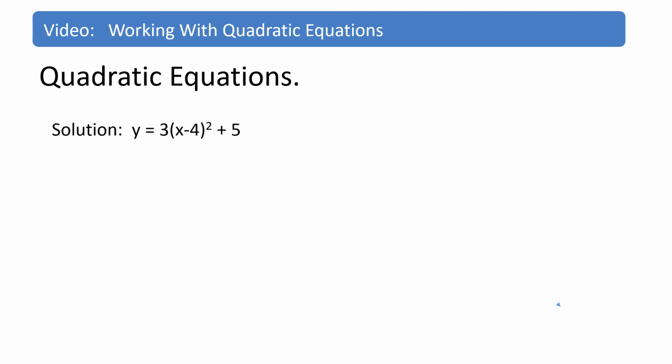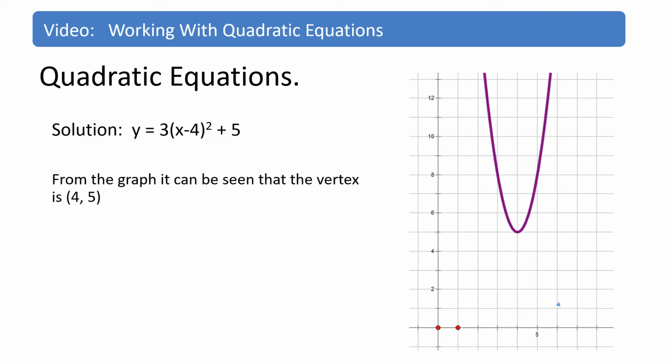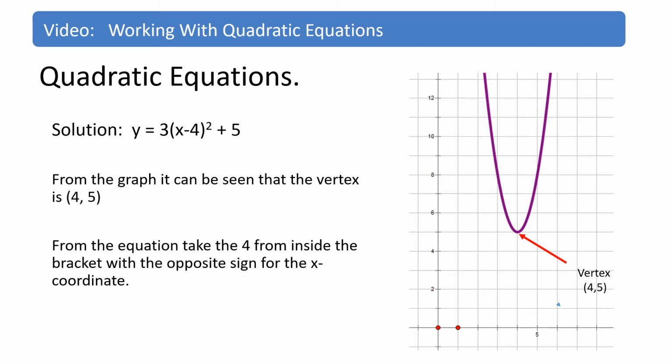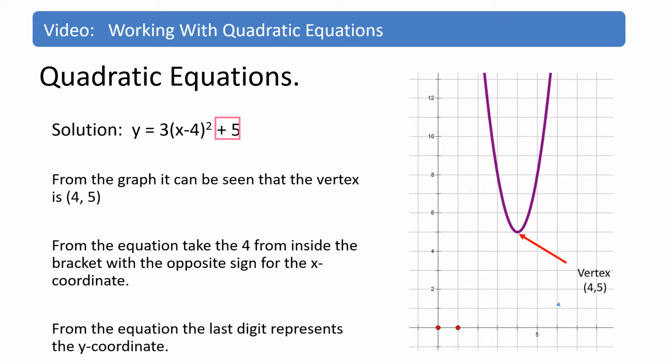So if we take the equation y equals 3 times bracket x minus 4 bracket squared plus 5, from the graph it can be seen that the vertex is at 4, 5. From the equation, take the 4 from inside the bracket with the opposite sign for the x-coordinate of the vertex. The last digit represents the y-coordinate. So from the graph, the vertex is 4, 5. From the equation, the vertex is 4, 5. It matches.